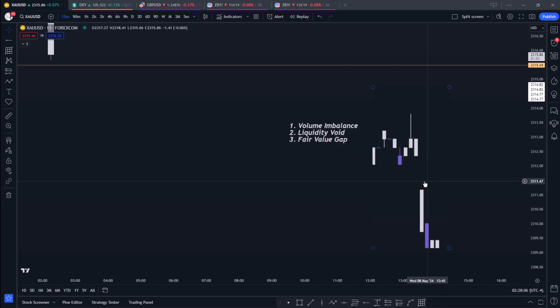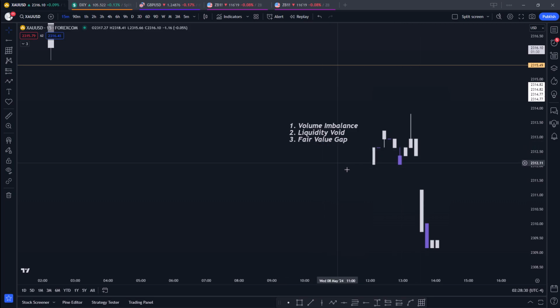There's no tail, there's no wick, there's no body of a candle. It's an actual space or void in price. So this one is easy to identify because it's literally just what it says it is. It's a liquidity void. It's void of liquidity. So this is the second type of inefficiency that we will be using to trade.